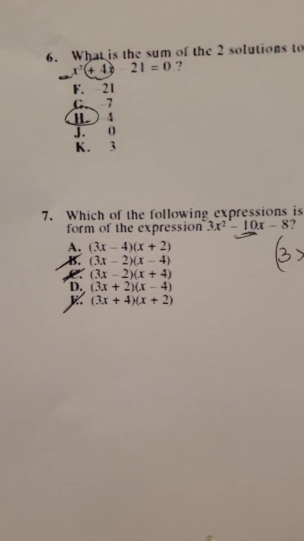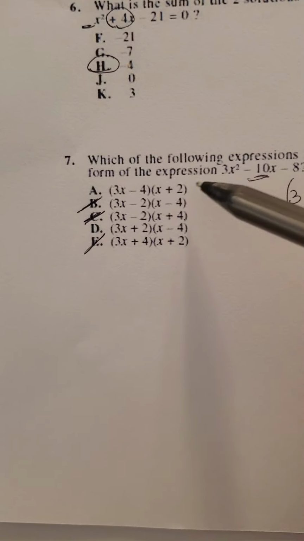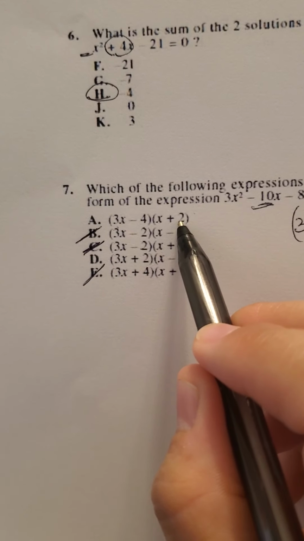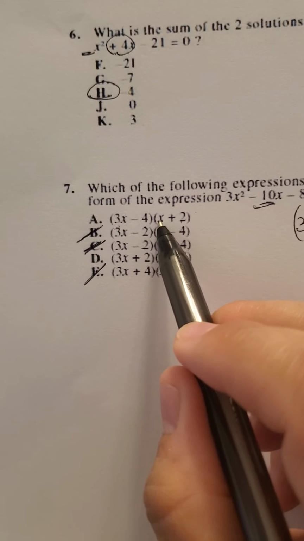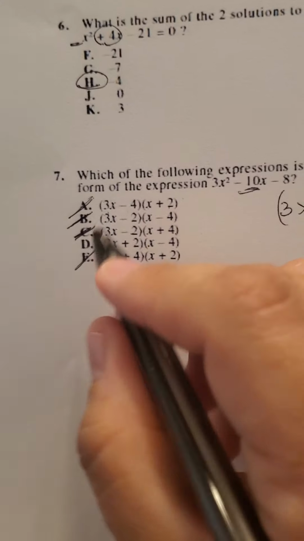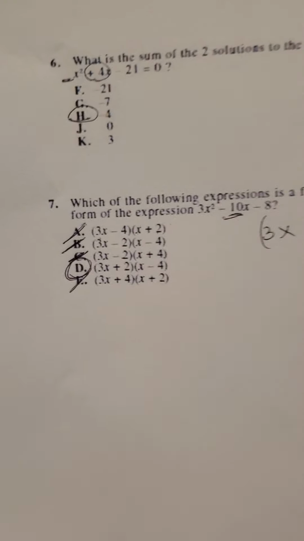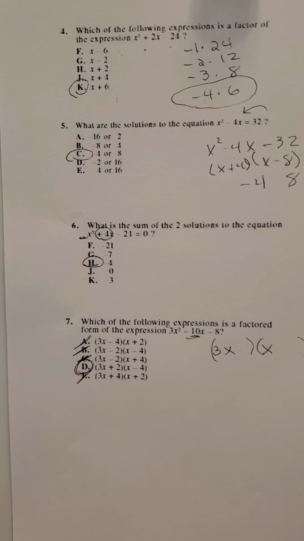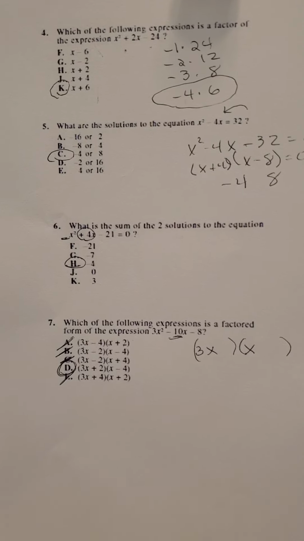Okay, so now I know I'm down to A or D. Now A, 3x times 2 is 6x, and then negative 4x is 2x, so it has to be D. Sometimes you can look at the questions and rule out the ones, and then that leaves you with what the right one is. Okay.